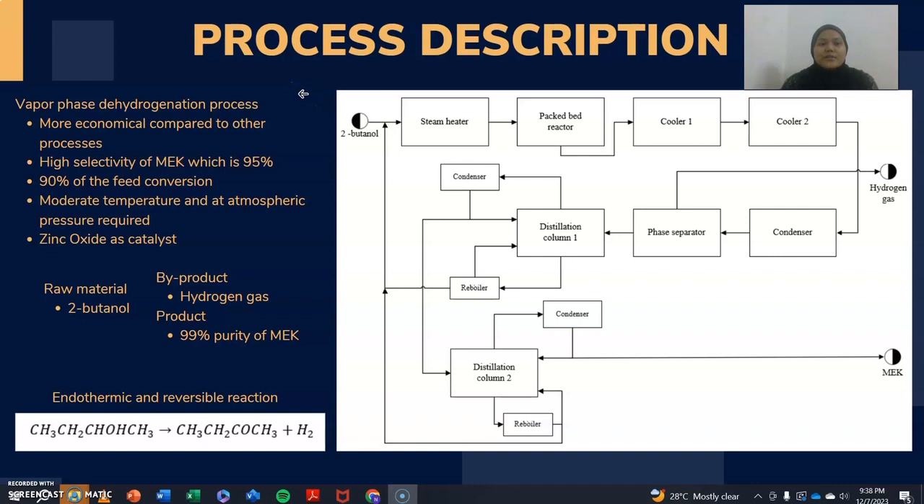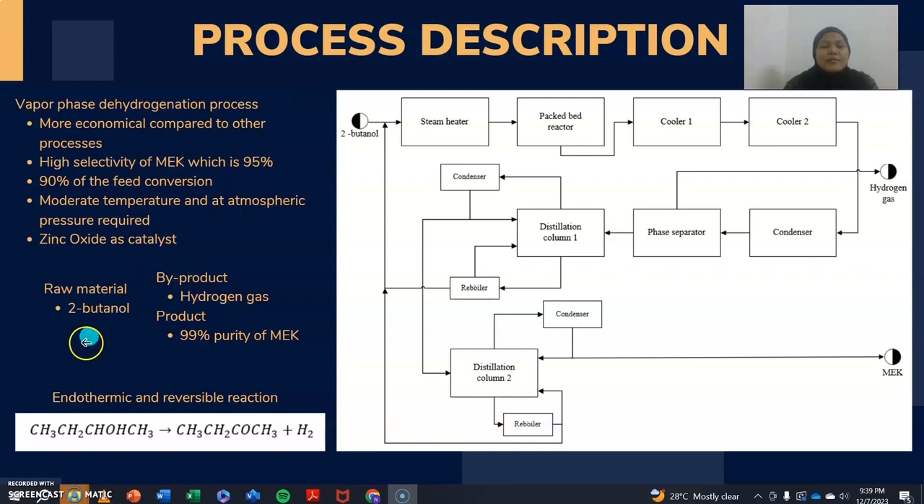Next, process description. The production process we chose is the vapor phase dehydrogenation process because it is more economical compared to other processes and can achieve high selectivity of MEK, which is 95%, and 90% feed conversion. This process also only needs a moderate temperature and can occur at atmospheric pressure. Zinc oxide will be required as catalyst.